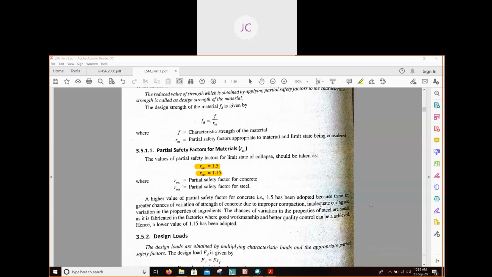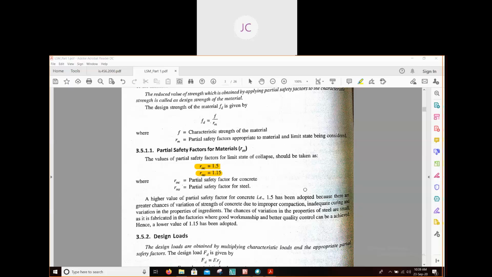Yes. Because the variation in the properties of steel is small. No, no, no. Safety factor means, for safety factor, you know what is safety? Yes. For safety, we are considering a higher value for concrete, and for steel, we are considering a lesser value. That means this value is 1.15, this is 1.5.